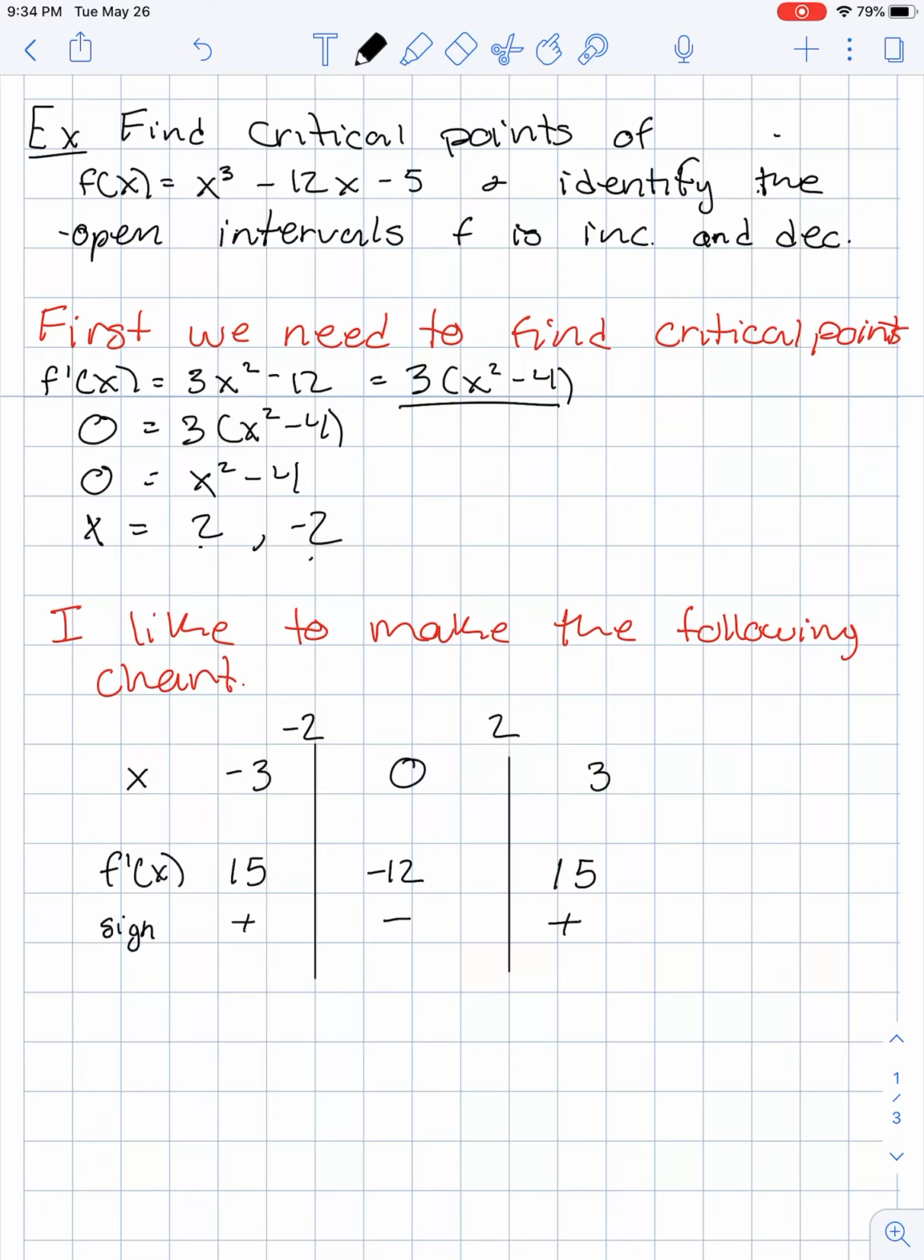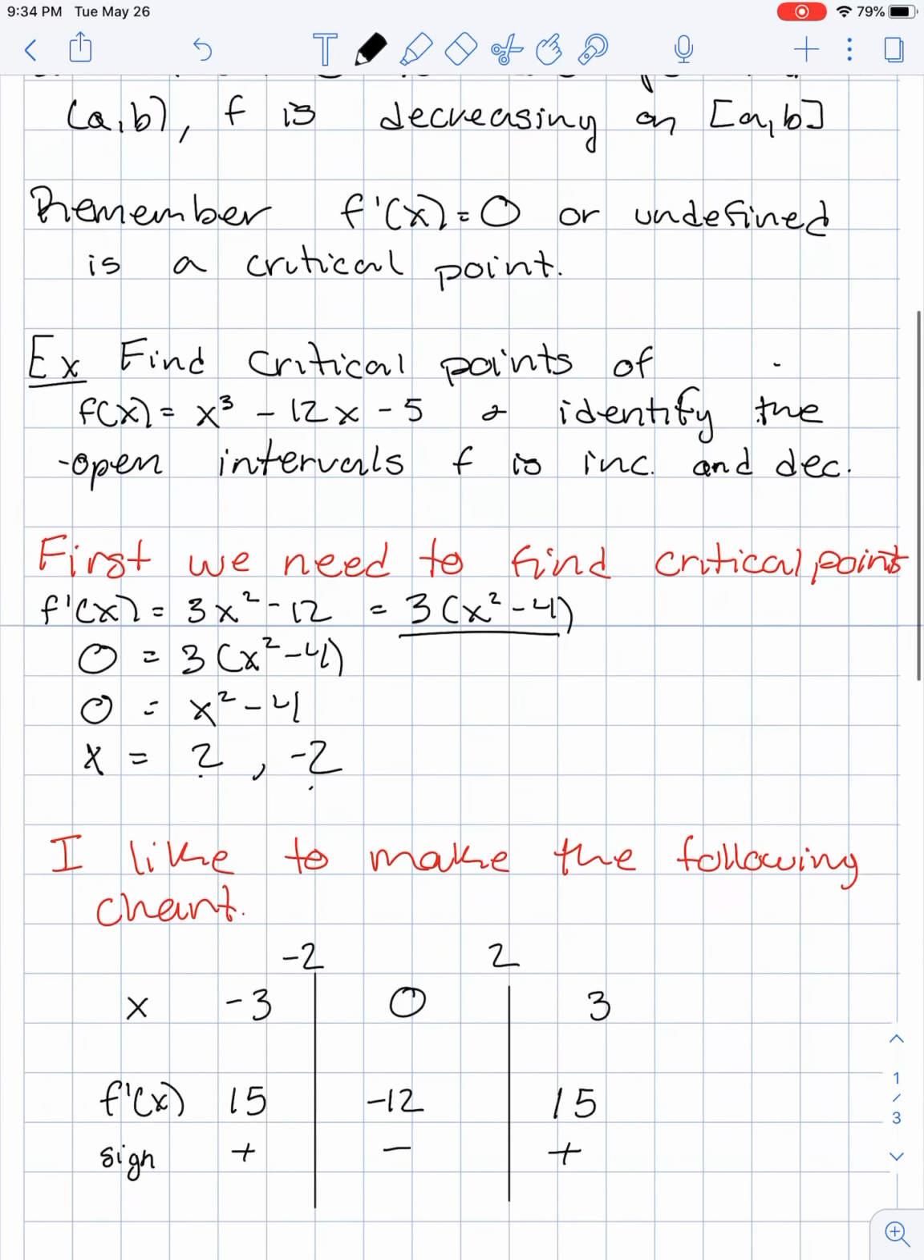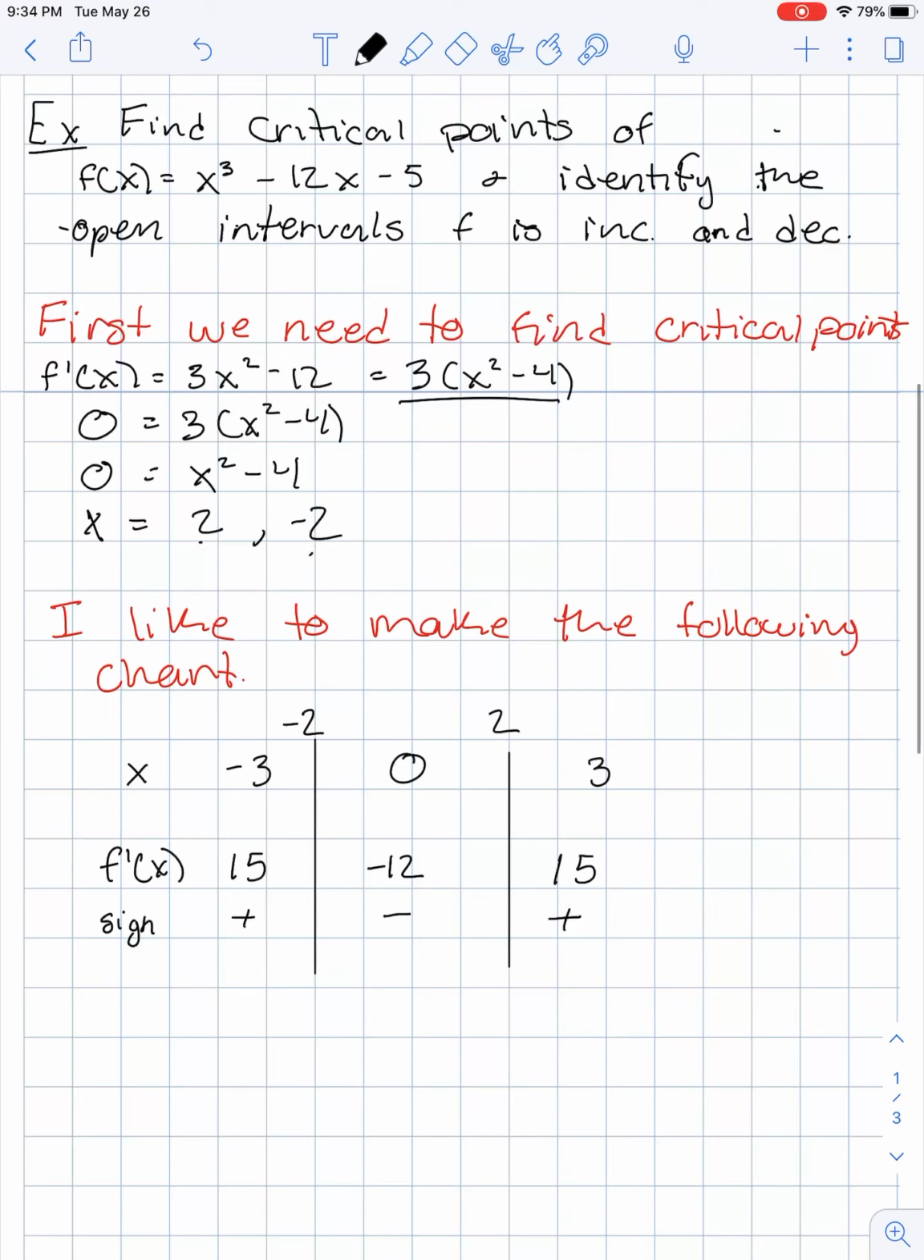And then you write down the behavior. I know from my definition up here that if my derivative is positive, the original graph is increasing. If we're negative, we're decreasing. And then we're increasing again. All right? So that's what this whole chart tells me. So we can write behavior.